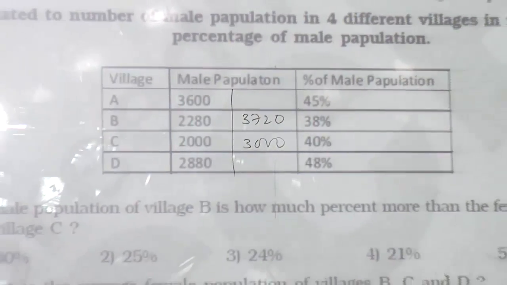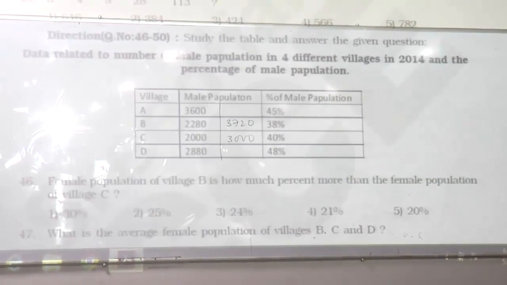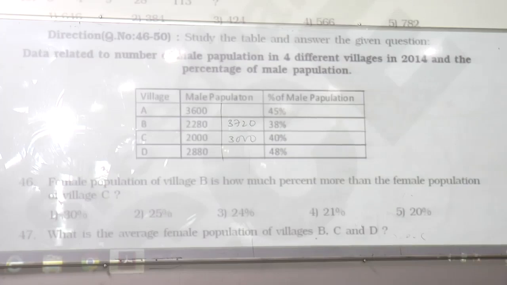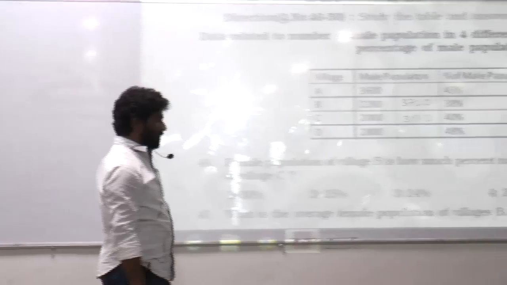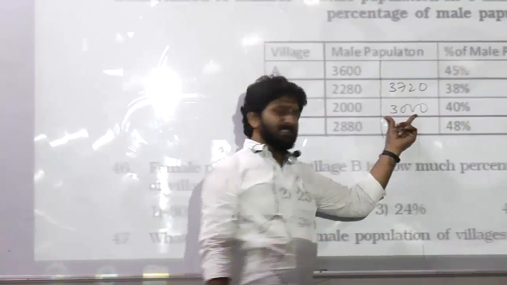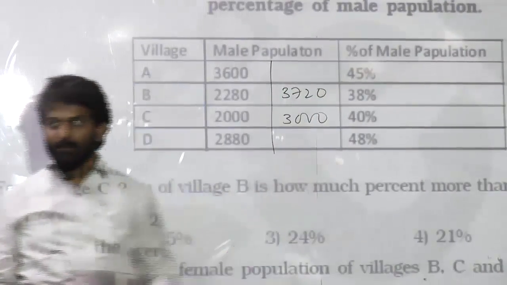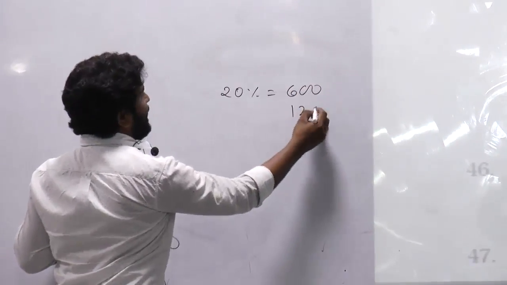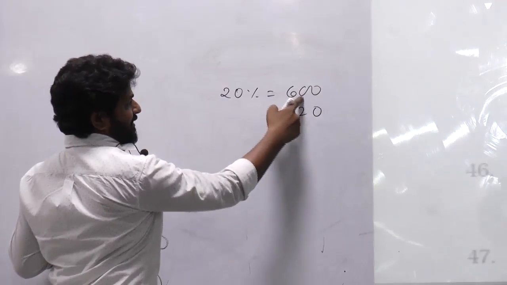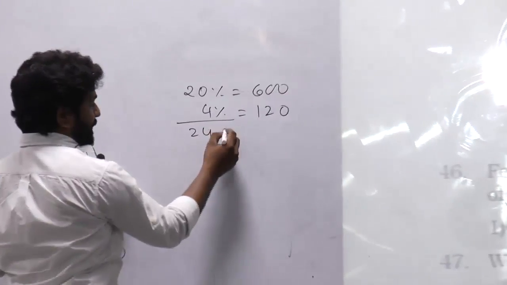Female population of village B is how much percent more than female population of village C? 3720 is how much more than 3000? 720. But you need to represent 720 in terms of percentage. Am I right? Now, 10% of this is 300, 20% is 600. Apart from 600 you have still 120 more. Yes or no? Wait. 20% is 600. Still you need to add 120. 10% of this number is 60. 20% is 120. 20% of this number is 4. Add everything, 24%.